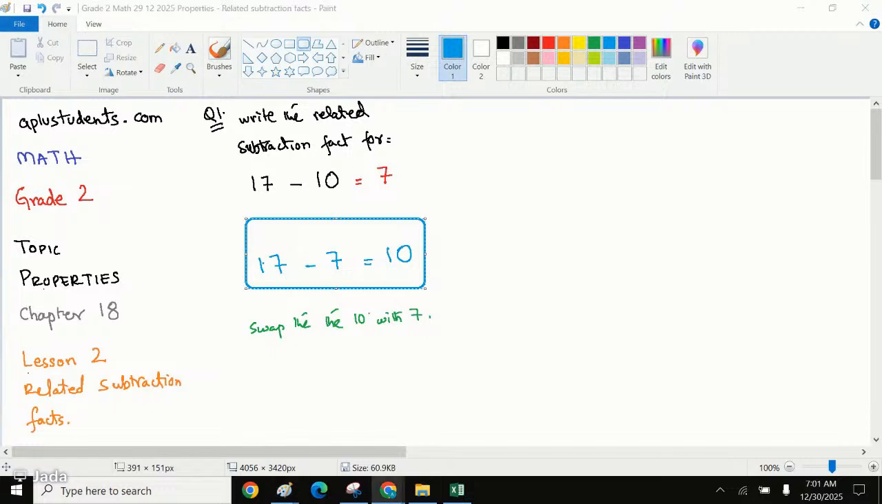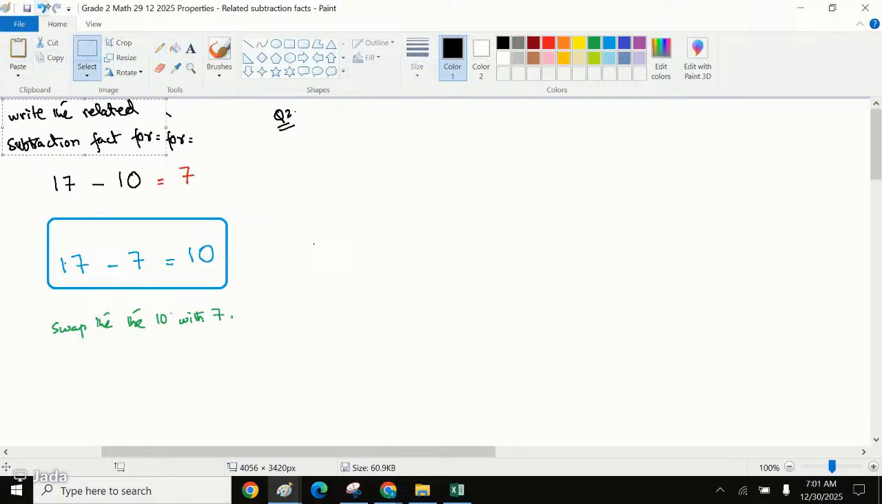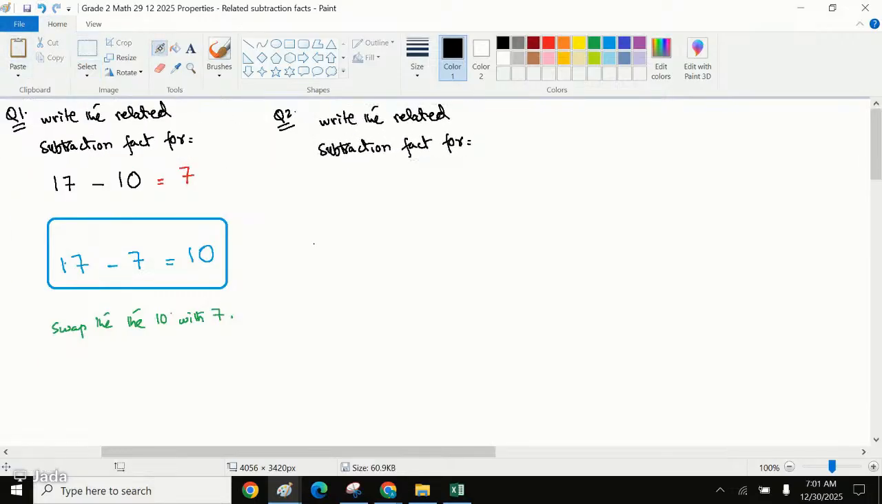Let's look at the next question. We are doing related subtraction facts today. It means even if we change the order of subtraction, let's look at the next example. I'll just re-explain it. The question says: write the related fact for subtraction. I'm just copying the same thing so that we don't have to write it again. The question given was 14 minus 3 was 11, right?